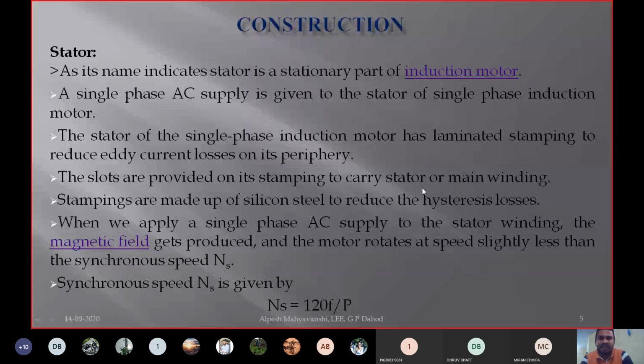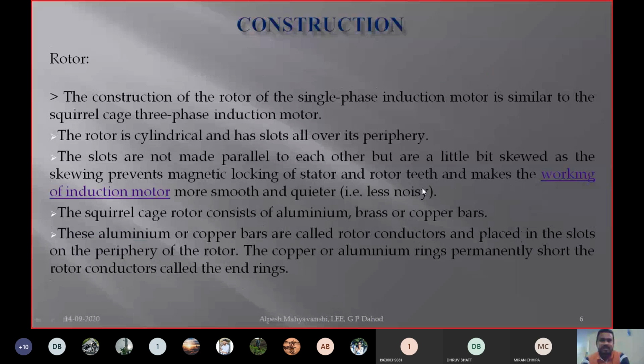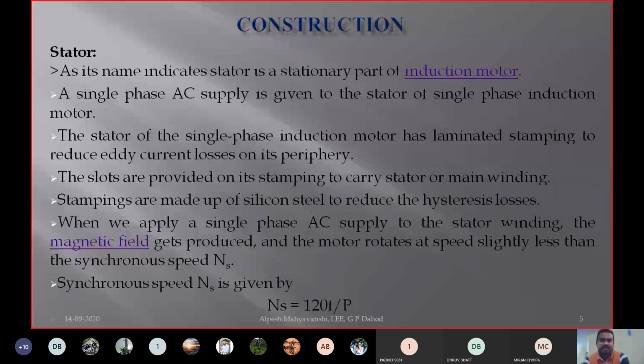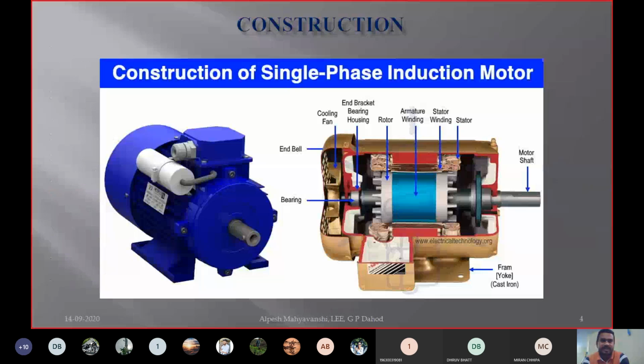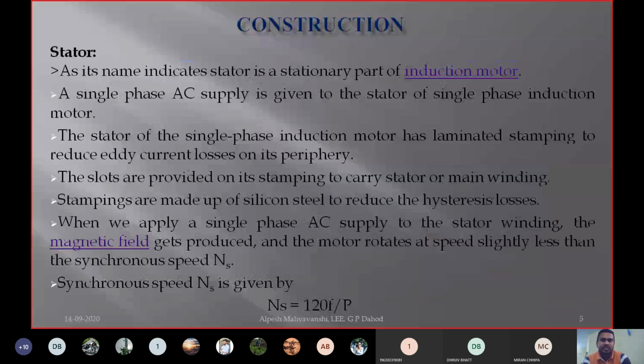So here this is the stator, and in this stator the slots are made, and in these slots the winding is wound, that is the stator winding. The stampings are made of silicon steel to reduce the hysteresis loss. Also, the stampings are laminated, and the material used for the stampings is silicon steel.